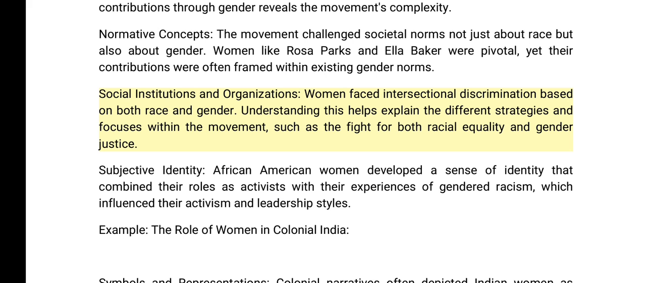Social institutions and organizations. Women faced intersectional discrimination based on both race and gender. Understanding this helps explain the different strategies and focuses within the movement, such as the fight for both racial equality and gender justice. Subjective identity. African American women developed a sense of identity that combined their roles as activists with their experiences of gendered racism, which influenced their activism and leadership styles.